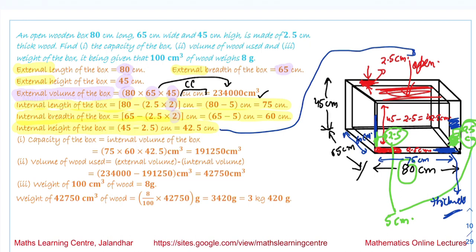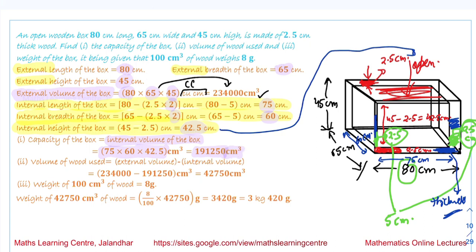Capacity of the box means we are talking about the internal volume of the box. So for the internal volume, 75 is the length, 60 is the breadth, and 42.5 is the height. So the answer we get is 75 into 60 into 42.5, and the final answer is 191,250 centimeter cube.